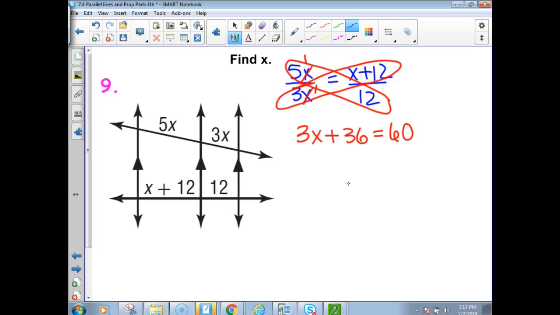And now solve. Subtract 36 from both sides. We'll get 3 times x is 24. Divide by 3 on both sides, and we will have x is 8.